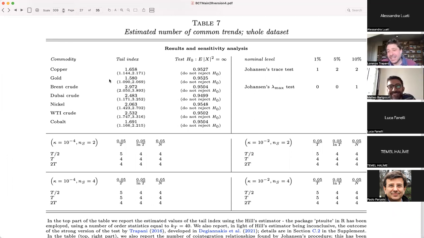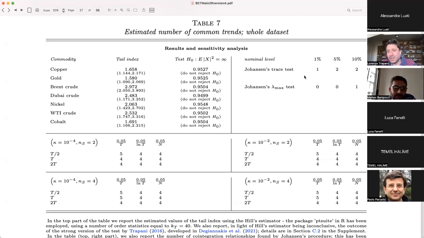This is an exercise that we did where we tried to determine the number of common stochastic trends in the presence of 7 commodity prices. You can see the commodity indices here. You can see that if you do a test for the null hypothesis that the variance is infinity, you always accept the null. So I'm sorry, but the variance is infinity here. You don't have the variance, so to speak. And so in this case, when you use Hansen's methods, you will get a wrong estimator.